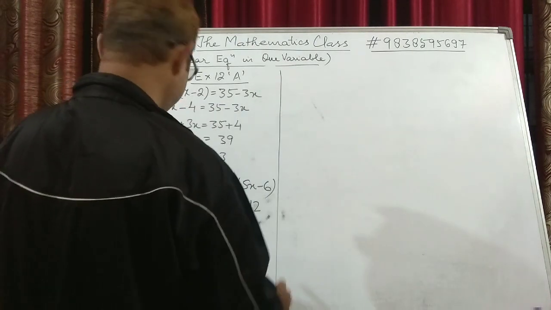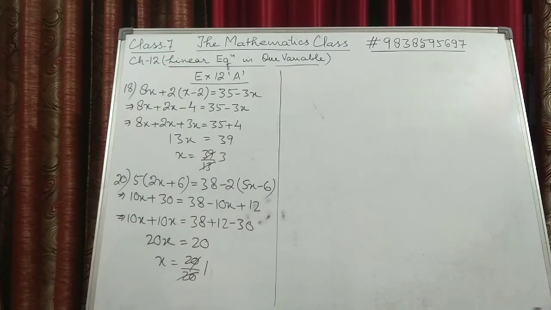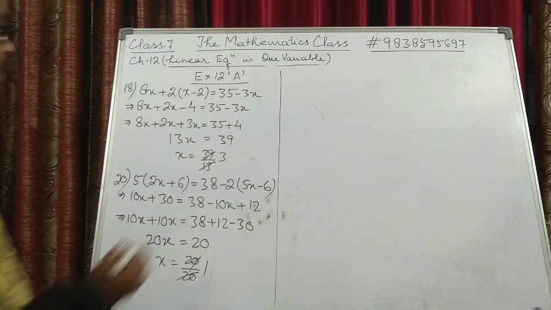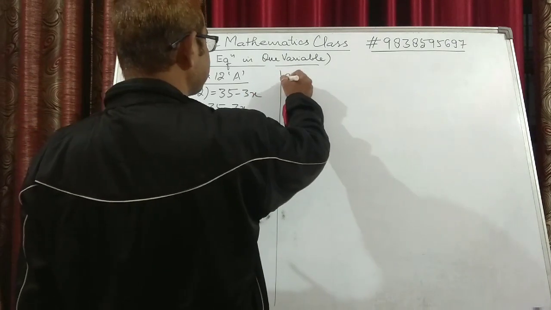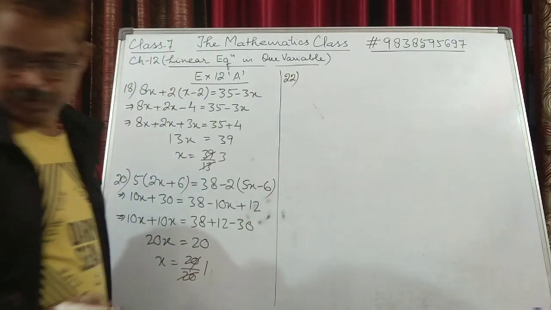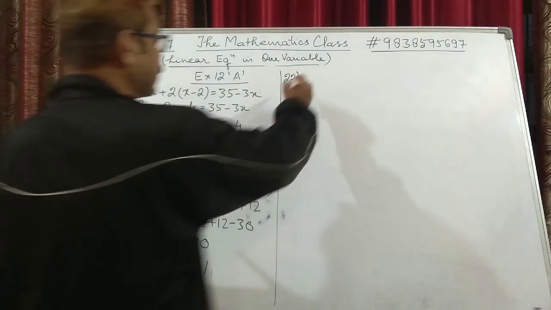Now the next question is question number 22. That is, if 7x minus 2 is equal to 21. Okay, we are doing that tick mark question. 22 says 7x minus 2.